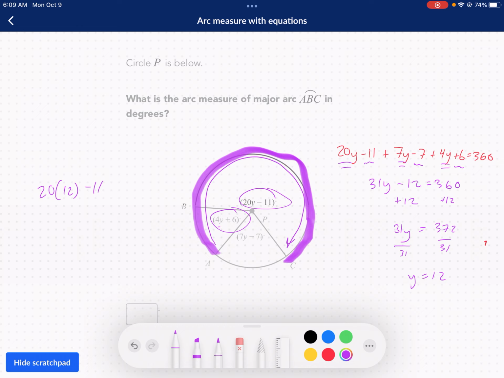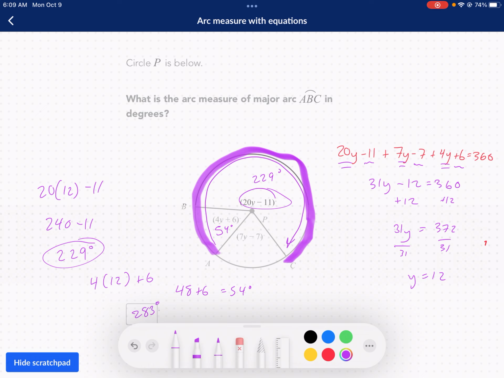So I have 20y minus 11. I'm going to plug in 12. That gives me 240 minus 11. And that gives me 229 for that angle. This is the part where I could make mistakes. Got to be careful here. Now I have 4 times 12. That's this one. Okay, so I got that measurement. So now I have 4 times 12 plus 6. That gives me 48 plus 6. That's 54. So now I just need to add 54 plus 229. Here we go. 54 plus 229. And that's 283. So that's 283.